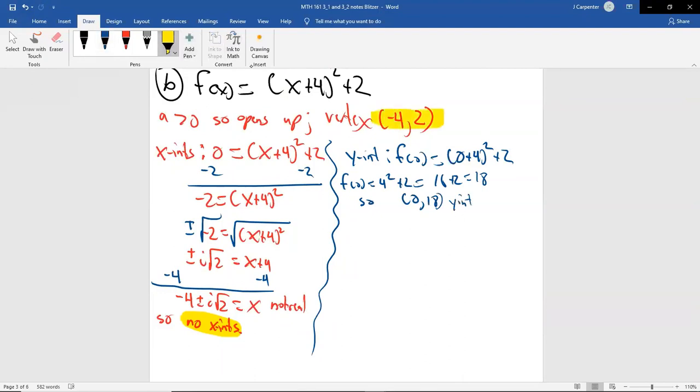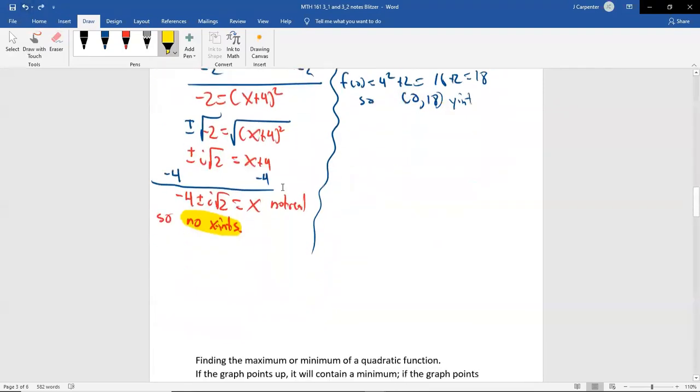Now we have 2 points. We have our vertex, and we have our y-intercept. But we need, at a minimum, 3 points. I'm leaving some space right here. I'm going to write a little sentence explanation thing in a minute, but I'm going to start making the graph first.